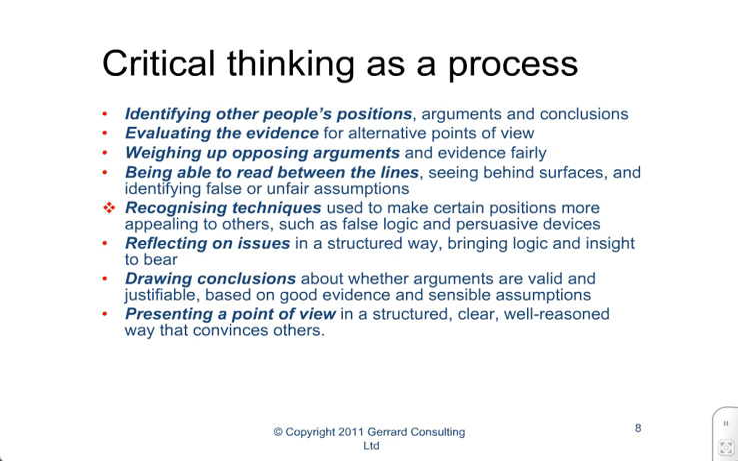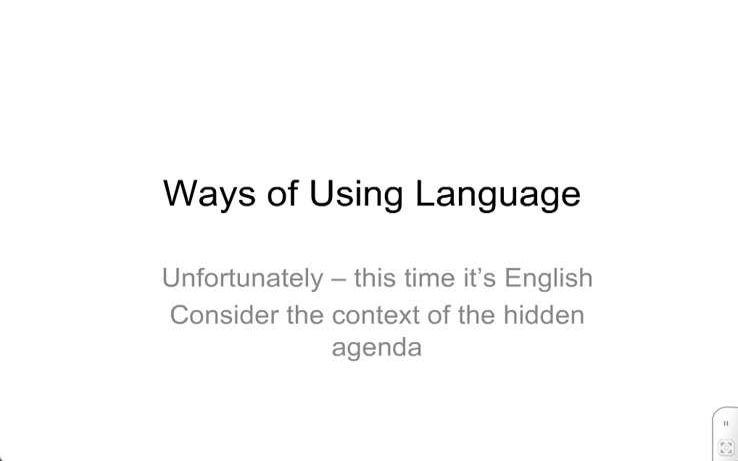Okay. Let's move on to having a look at the ways of using language. And unfortunately this time it's English, because English is open to multiple interpretations. Some languages are very precise, and you can think of them in black and white terms, if you like. Others are shades of grey, and English is definitely a shades of grey language, which makes interpreting what other people are saying quite difficult. But it also makes it quite easy for you to misinterpret the messages that you're trying to get across.